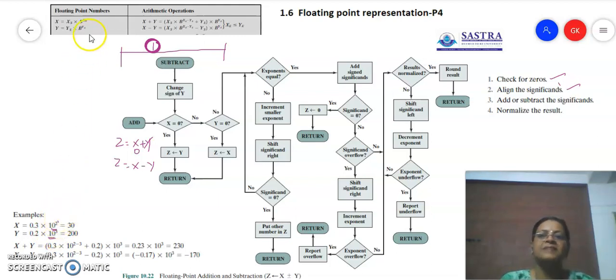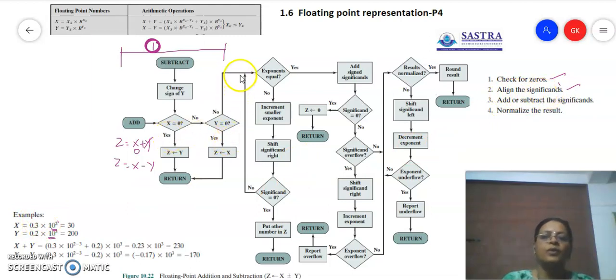But as per the example given, we are going to take the smaller exponent and make it equal to the bigger one. So that step has to be done. If I simply increment this exponent to 10 power 3, it is going to affect the value of x. So if I increment the exponent accordingly, I have to adjust the significand. That step is taken care of by the second phase, that is aligning the significands.